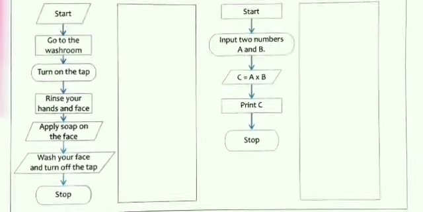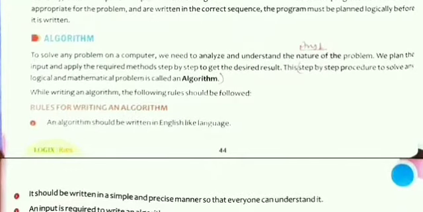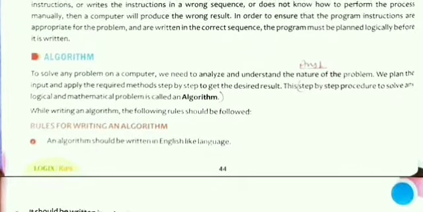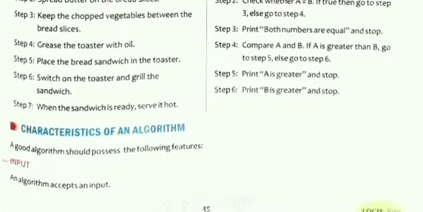Now question answers. The first question is what is an algo? Write any three characteristics of an algorithm. So answer is given on page number 44 and 45. So in the page 44 under the heading algorithm, I have marked it here. In the second line at the last, step by step procedure to solve any logical and mathematical problem is called an algorithm. And characteristics are given in the next page.